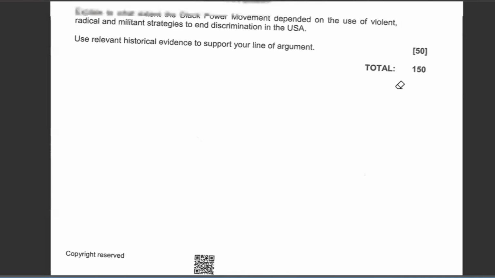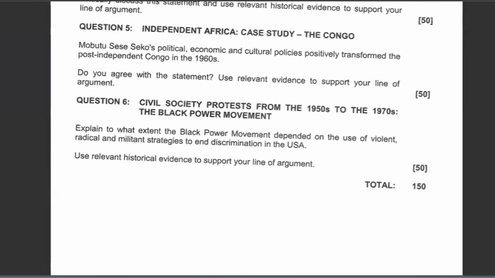I disagreed with the fact that he transformed positively, which means whatever I'm going to say, I'm going to elaborate on how bad it was for the politics of the country, the economics of the country, and the social lives of people in the country, because I've disagreed with the statement which said he impacted positively. Let me go to the politics of Congo. I'll start with the politics.